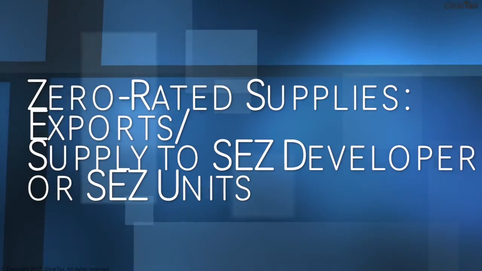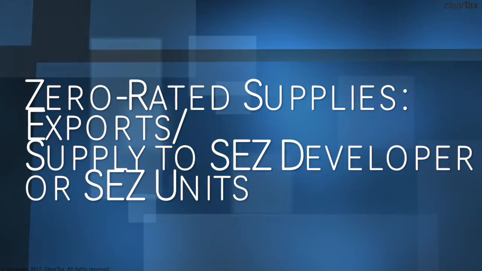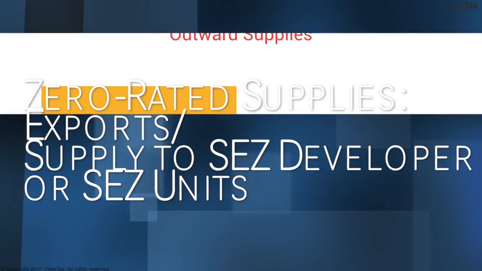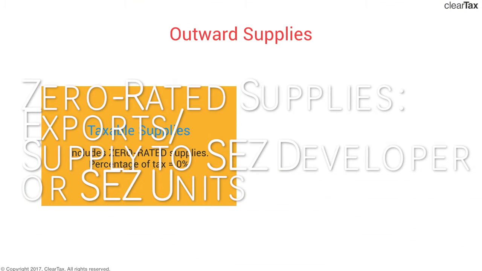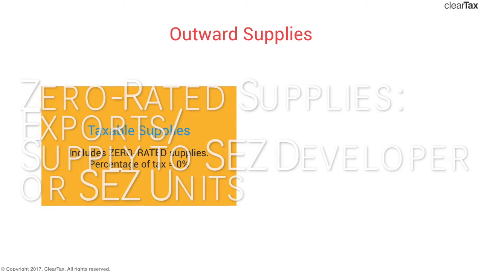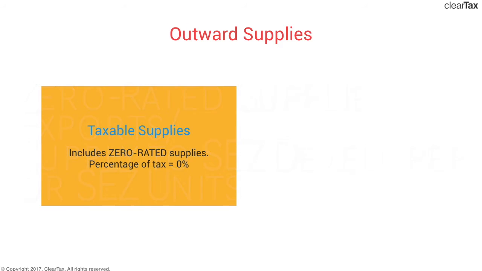So, if goods are exported or if they are supplied to an SEZ developer or SEZ unit, then there would not be any tax on them. They'll have a 0% tax. Even then, it is said to be a taxable supply and it has to be included in the taxable supply calculation.